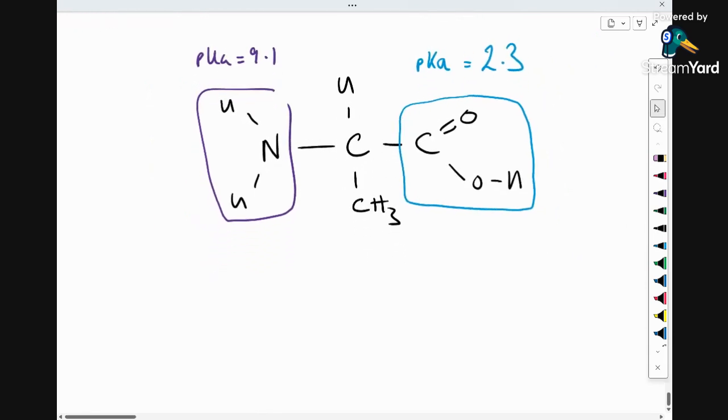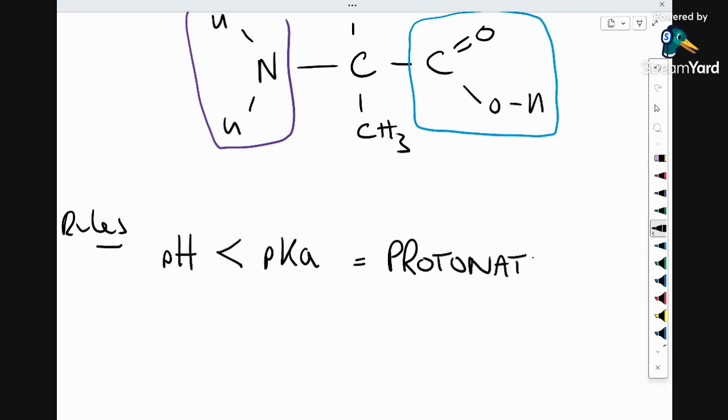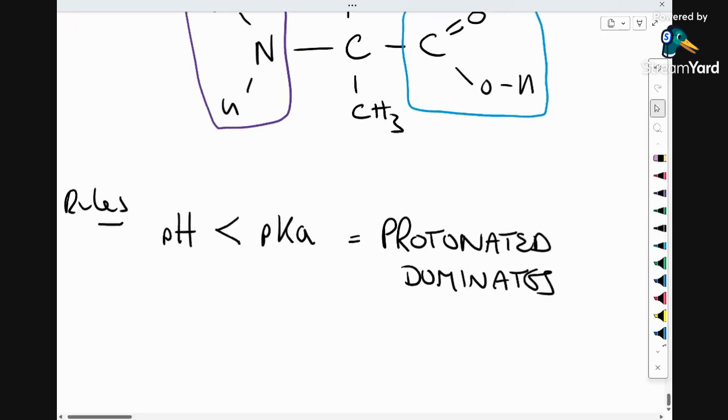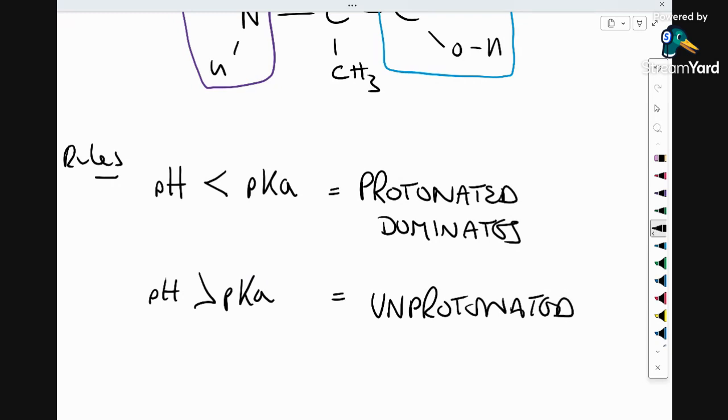If we are at a low pH, well, okay, I'll give you the rules first. The rules are that if the pH is less than the pKa value that we're looking at, then we absolutely are in our protonated form. That dominates. If the pH is larger than the pKa value, then the unprotonated form dominates.